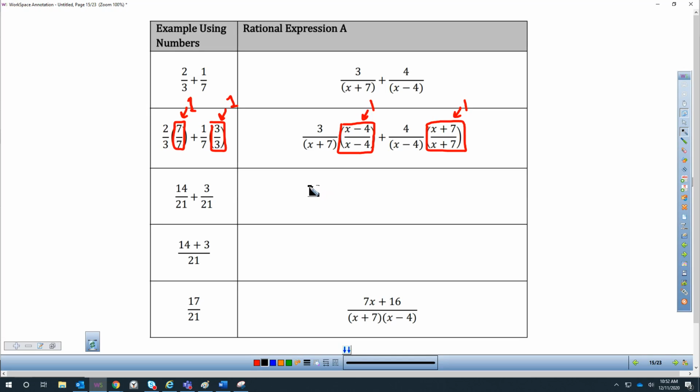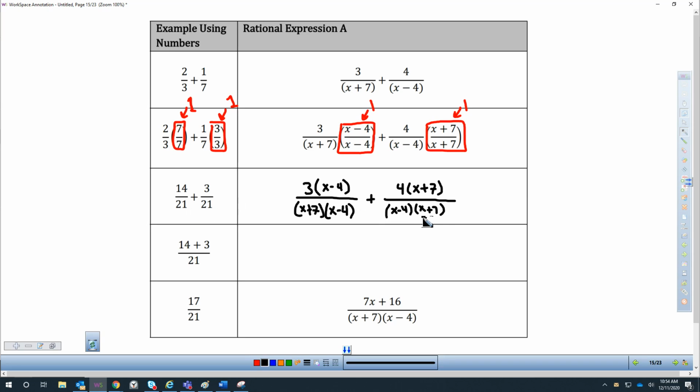So my next step here is going to look like this. We're going to have 3 times x minus 4 over x plus 7 times x minus 4. And I'm adding to that what I have over here, which is going to be 4 times x plus 7 over x minus 4 times x plus 7. The order those are in can be switched if you want to make them look exactly the same. But we know that x plus 7 times x minus 4 is going to equal the same thing as x minus 4 times x plus 7. That's like saying 3 times 7 and 7 times 3.